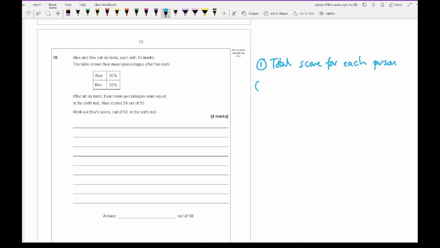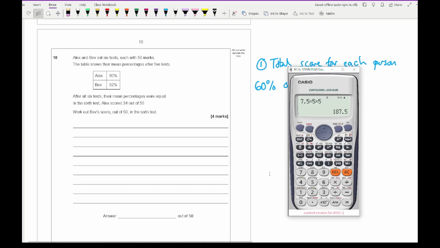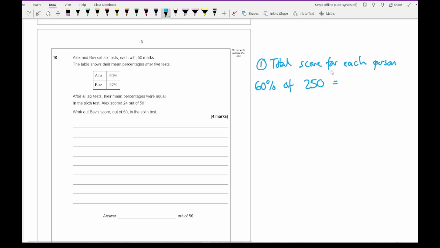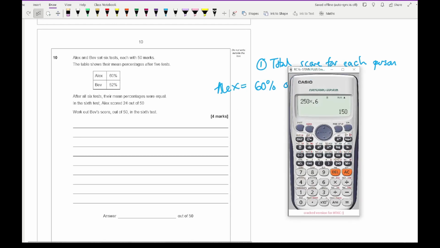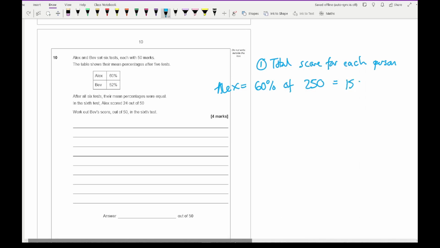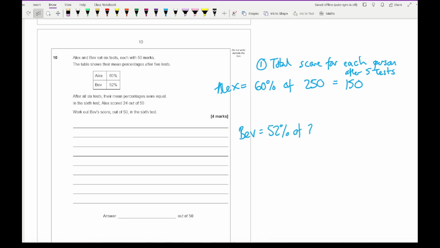So for this we've got 60% of 250 because that's the total marks, and if we then work out what 60% of 250 is, 250 multiplied by 0.6 equals 150. So Alex scored, that's back up, 150. That's after 5 tests. And Bev scored 52% of 250.